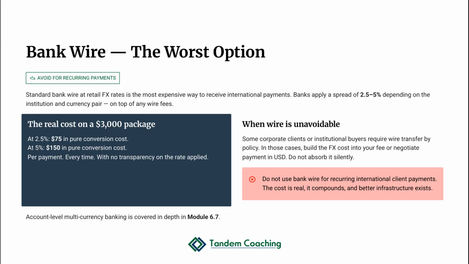Wire fees stack on top of that. Do not configure recurring international client billing to run on wire transfers. The one-off corporate case where a buyer insists on wire is a separate situation that depends on the engagement size. The bank account level configuration sits in Module 6.7.